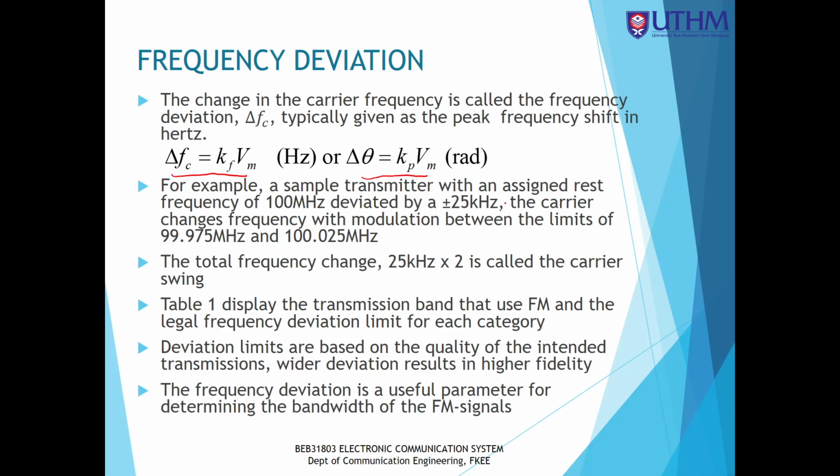For example, a transmitter with an assigned rest frequency of 100 megahertz is deviated by plus or minus 25 kilohertz. So the carrier changes frequency with modulation between the limits of 99.975 and 100.025. The total frequency change is 25 times 2, what we call the carrier swing. So what is this actually?